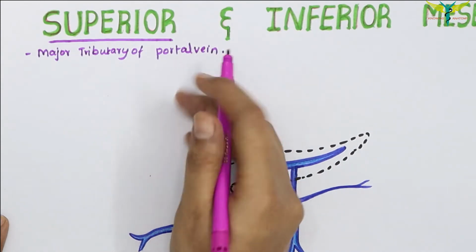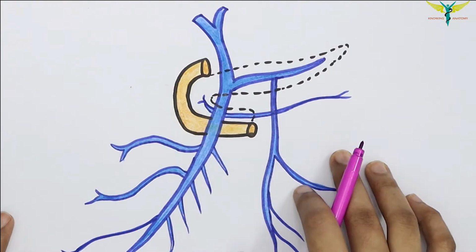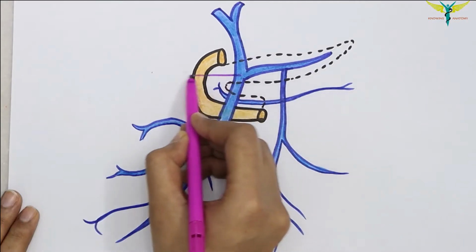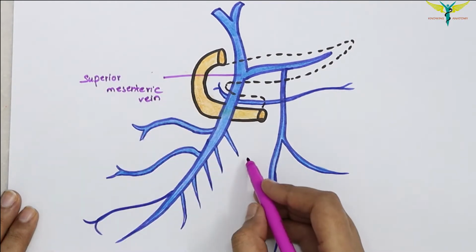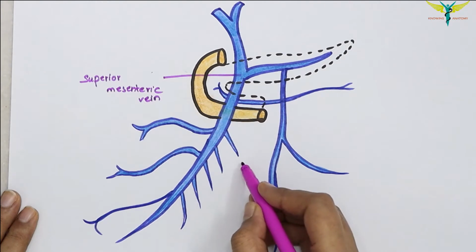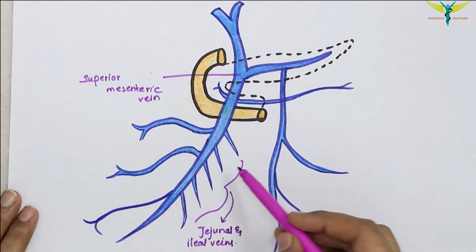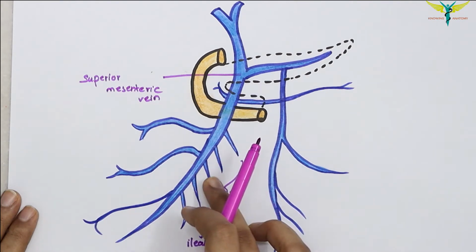It is formed in the right iliac fossa by the union of the small veins that emerge from the ileocecal region. So this is the superior mesenteric vein. These are the small jejunal and ileal veins. So it is formed in the right iliac fossa by the union of the small veins that emerge from the ileocecal region.